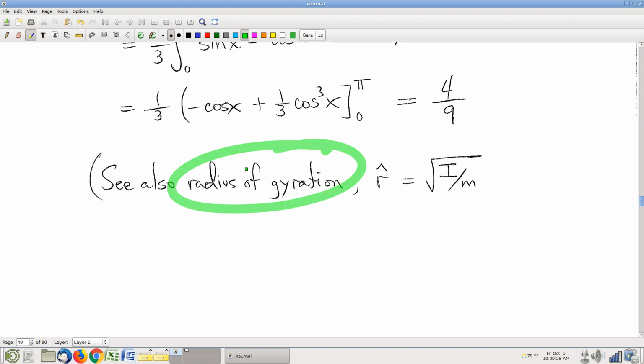It's a physics thing. If you're curious, it's the distance from the axis of rotation such that if all of the mass were concentrated at that distance from the axis with the same angular rotation speed, the resulting particle would have the same total kinetic energy. It's kind of a weird thing to want to know. But anyway, it's called the radius of gyration. There's the formula. It's not a big deal.